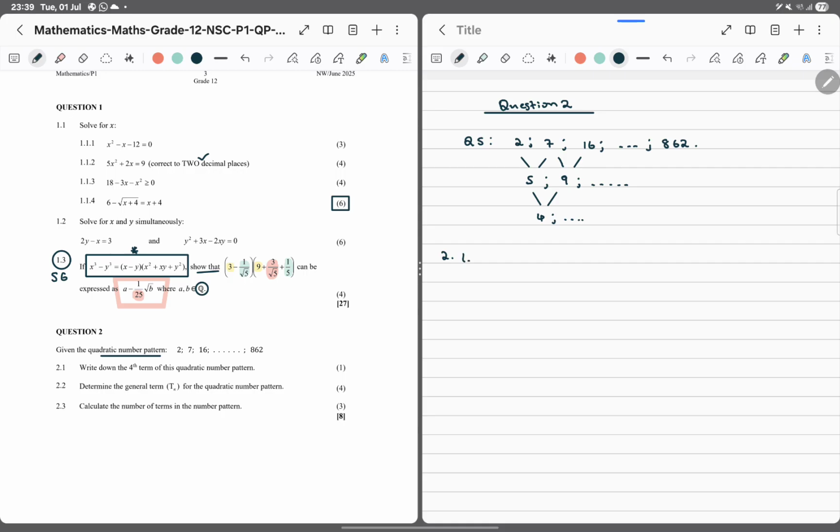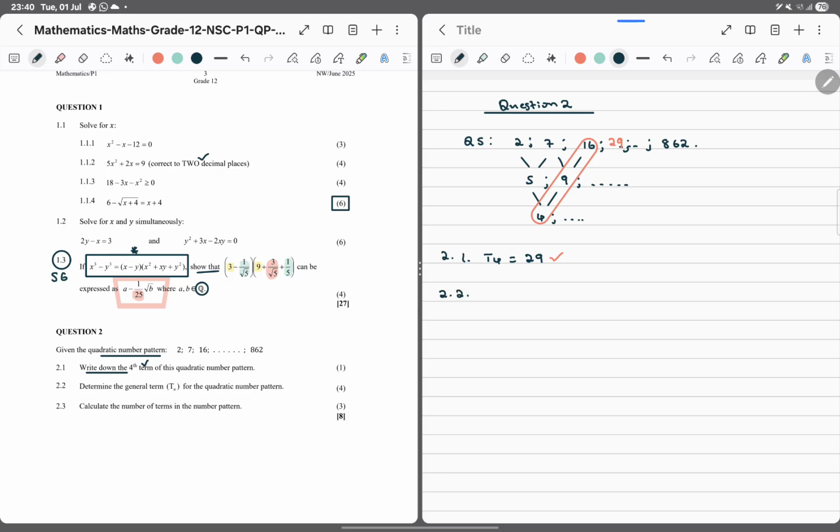So 2.1 says we need to write down the fourth term of the quadratic pattern. So all we simply do, we just add these terms nicely. So you see, once you get comfortable with this, you start to use techniques with ease. So we just add those. So this is 16 plus 4, 20 plus 9. So that becomes 29. Okay, so we can just say T4 is equal to 29. We get our mark and move on.